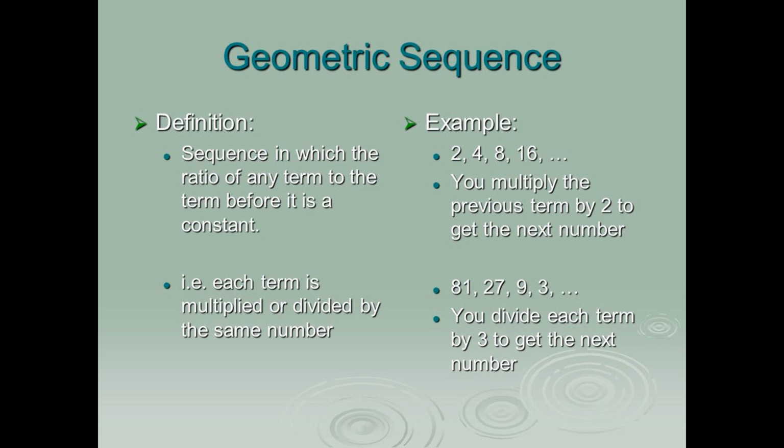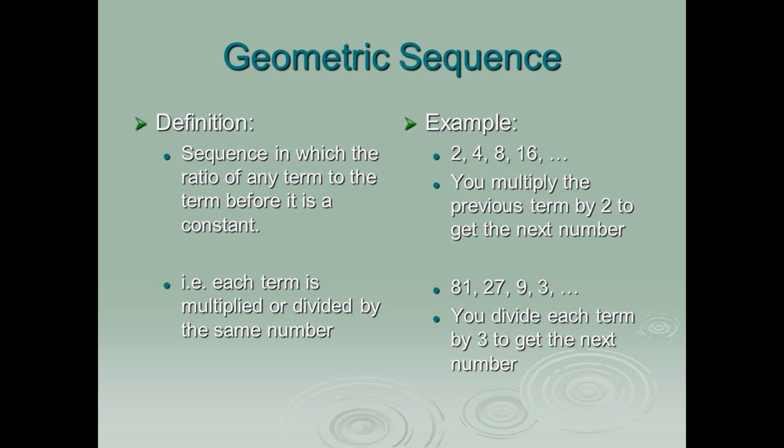It says a sequence in which the ratio of any term to the term before it is a constant. Example, you have 2, 4, 8, 16. You multiply the previous term by 2 to get to the next number. So 2 times 2, 4, 4 times 2, 8, 8 times 2, 16.